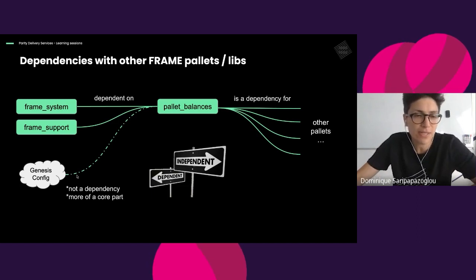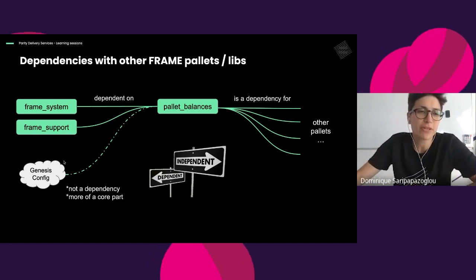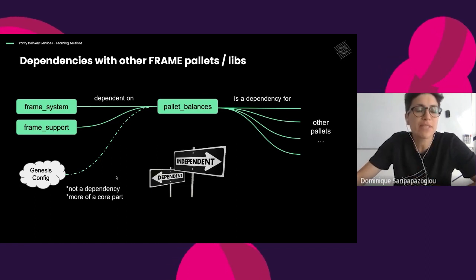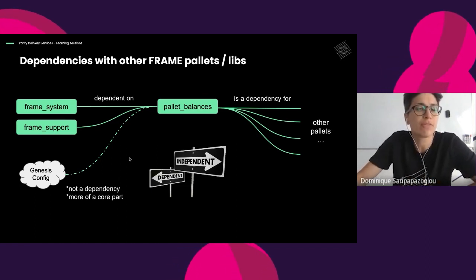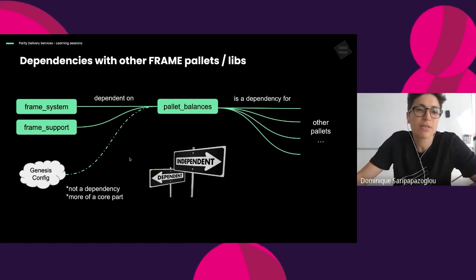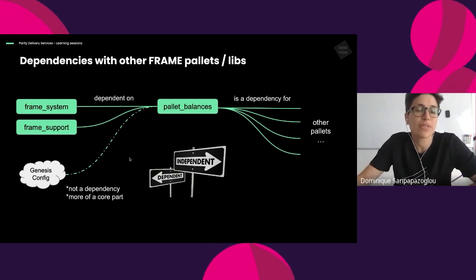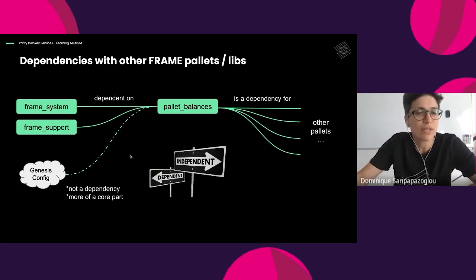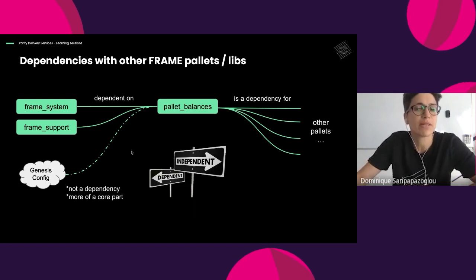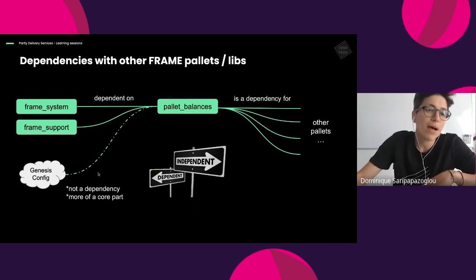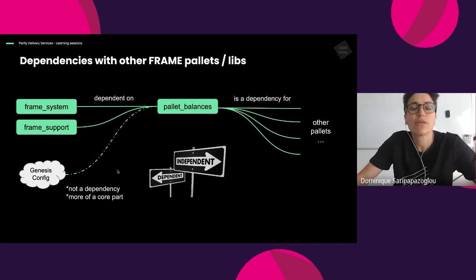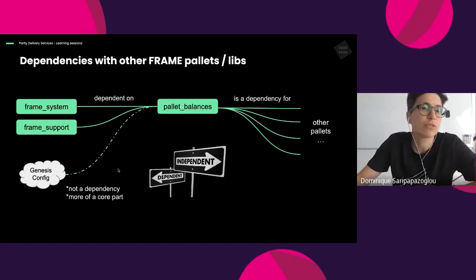There is also, I put it here, the genesis config. I would not call it exactly a dependency, but I mentioned it because it's one of the core parts of setting the state of the chain, for example, the initial accounts and the initial balances of the accounts. So I thought it was worth mentioning here, even though it's not the typical dependency that we're used to have in a pallet.